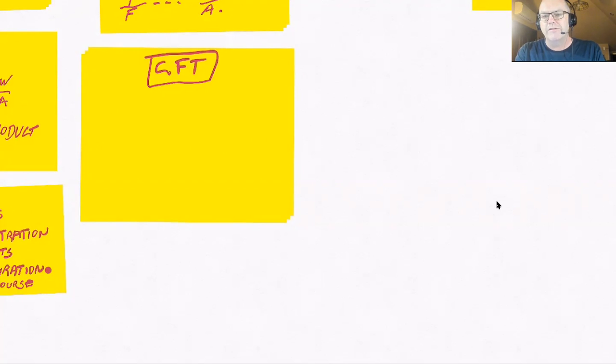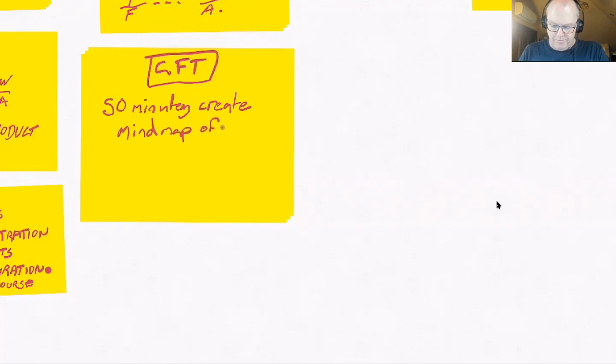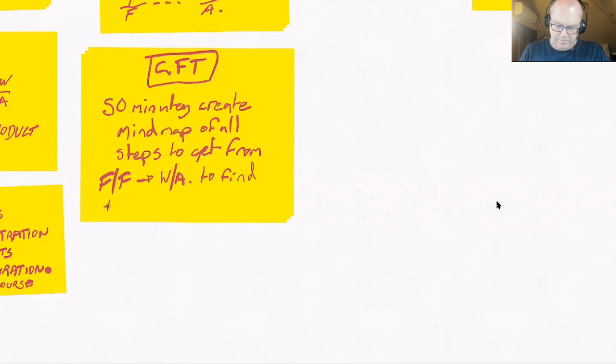Well, Alex, we still need to understand what each week's going to be first. So my favorite here is, I love, 50 minutes, create mind map. Now, you're all different, right? Create mind map of all steps to get from FF to WA. 50 minutes, create mind map for all steps to get from FF to WA to find 6 obvious chunks, which will be week 1, week 2, week 3, week 4.